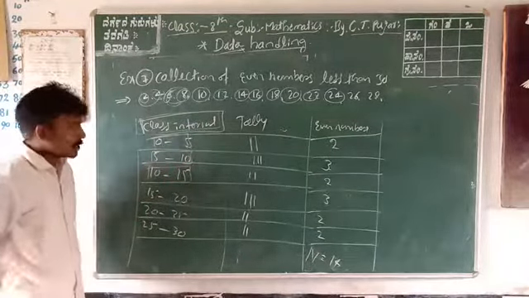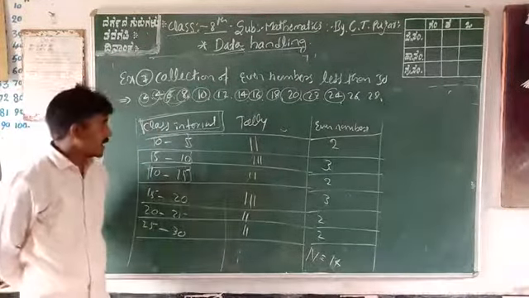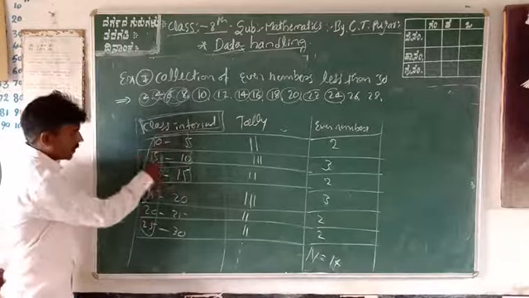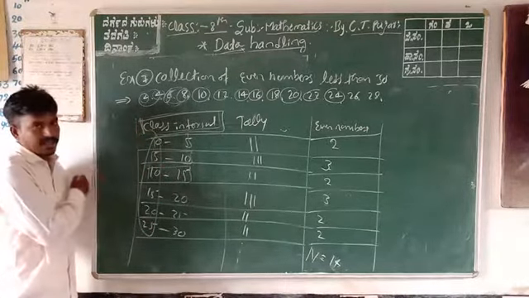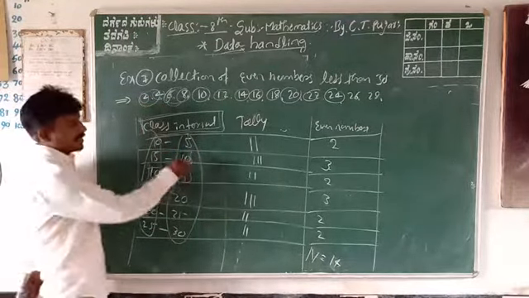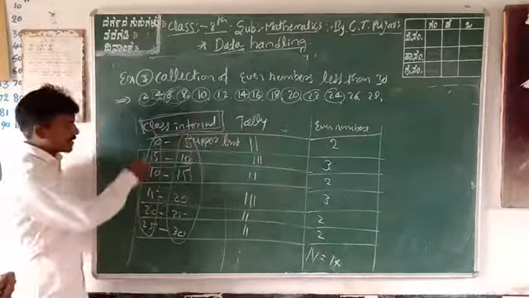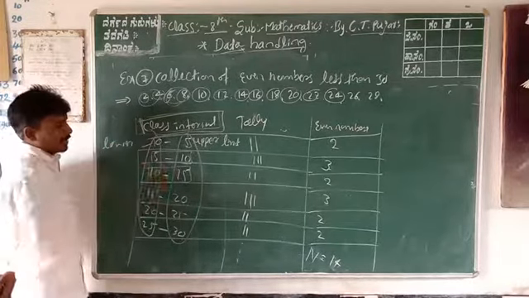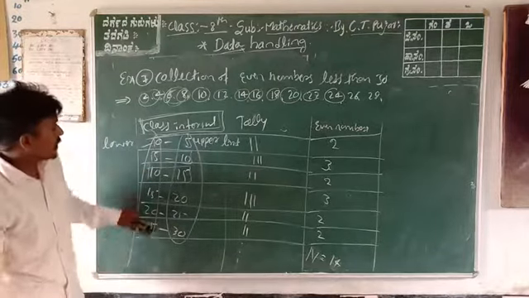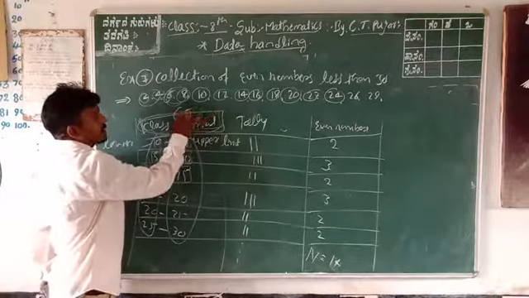Dear students, in the class interval, there are some concepts. In the class interval, you consider the lower limit and upper limit. These are all lower limits, the lower class limits. Next, these are upper class limits. Upper limits are the upper class limits. Class interval is otherwise written as CI, capital letters CI.